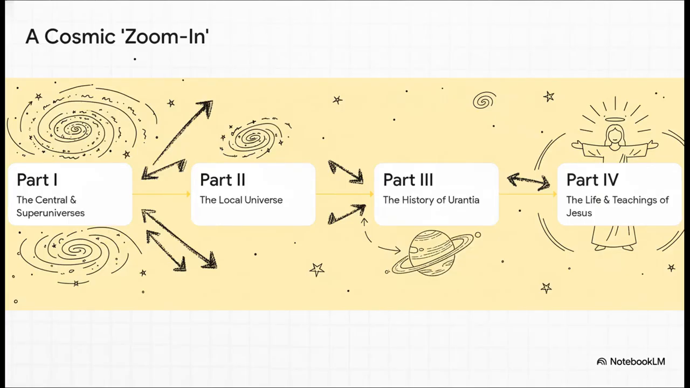So here's how that cosmic zoom-in plays out. Part 1 starts at the absolute biggest picture, the central and super universes. Then, Part 2 zooms in a bit to our own neighborhood, the local universe. Part 3 gets even closer, focusing entirely on the history of our planet, which the book calls Urantia. And finally, Part 4 zooms all the way in to one of the most significant figures in that history, the life and teachings of Jesus.